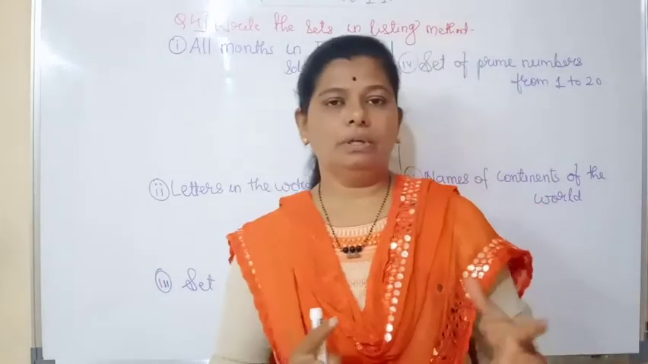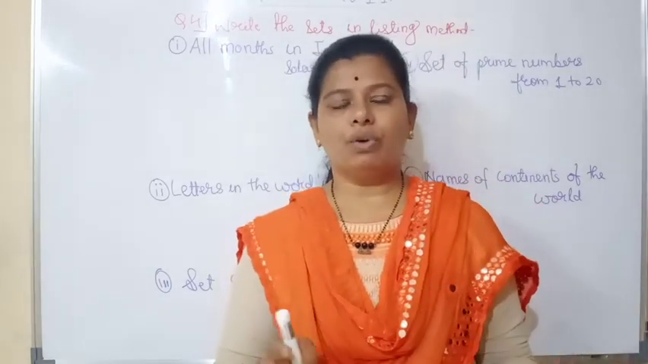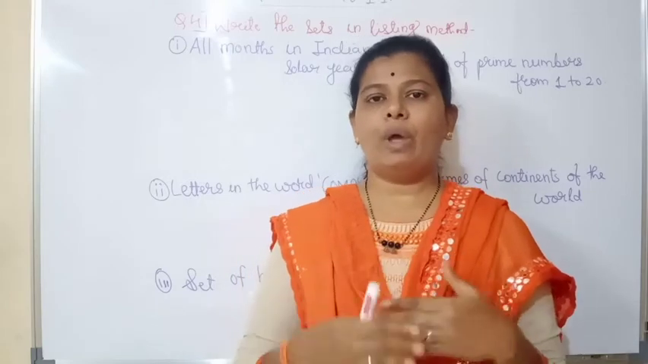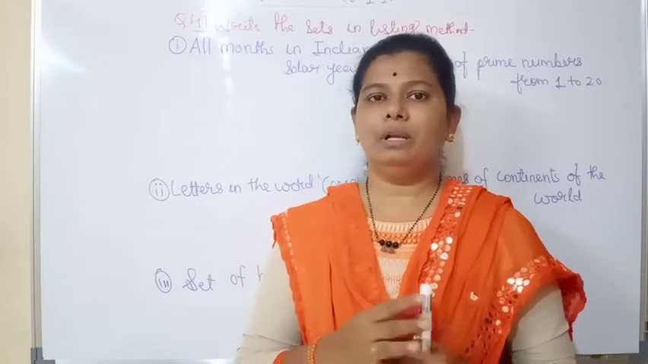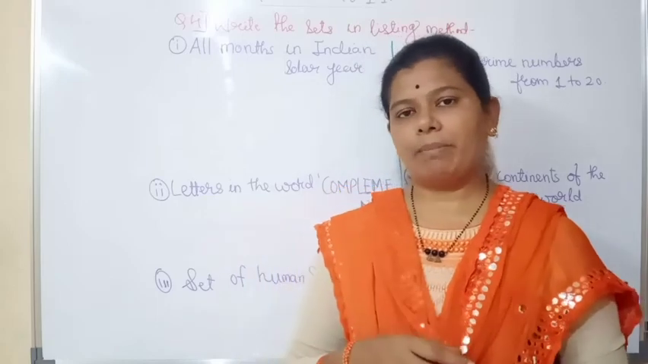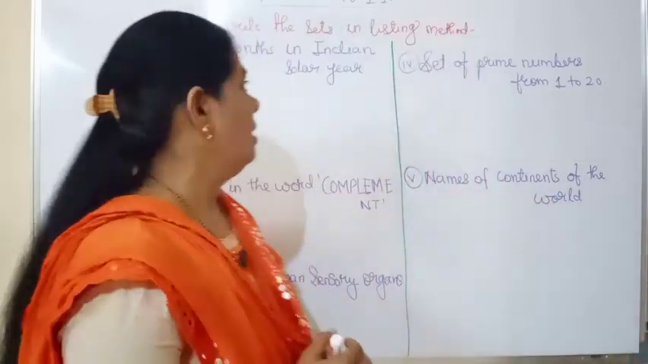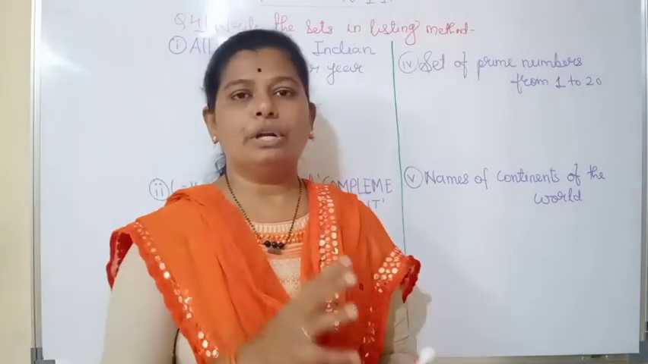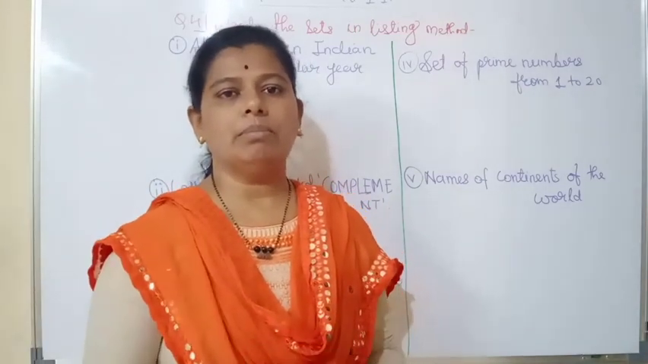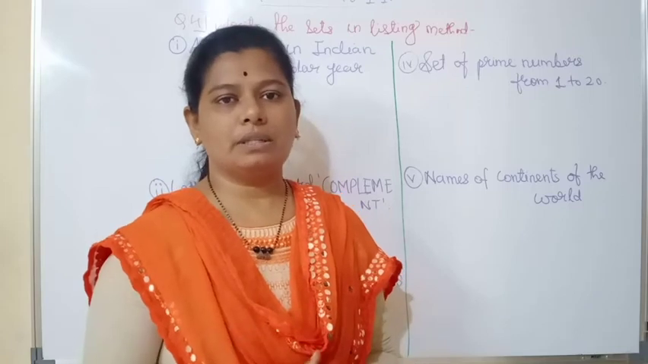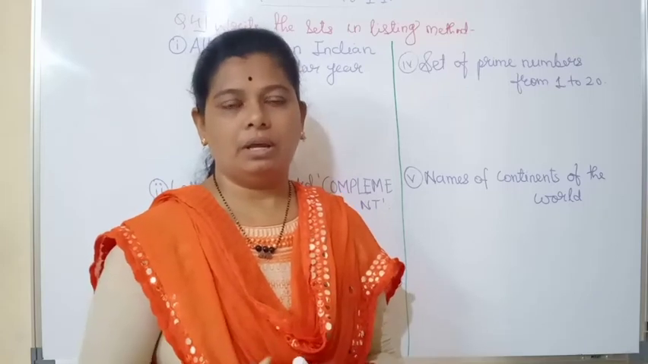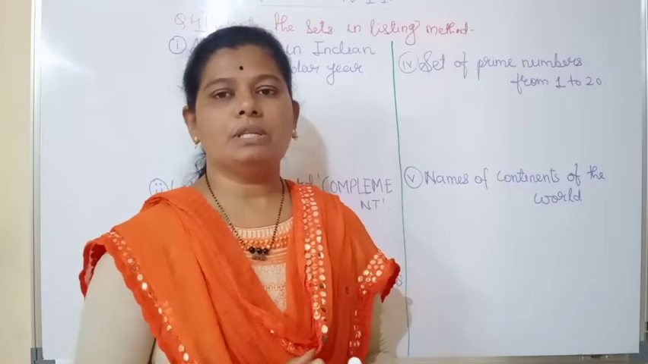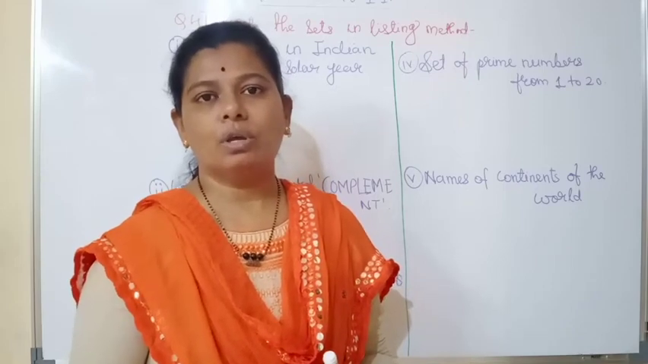Actually they have given a set just in word form, or they have just given us the information, and we have to express this set in the listing method. So we'll see one by one. The first question is: all the months in an Indian solar year. So Indian solar year is nothing but the Marathi months, and we have to make a set of those months.